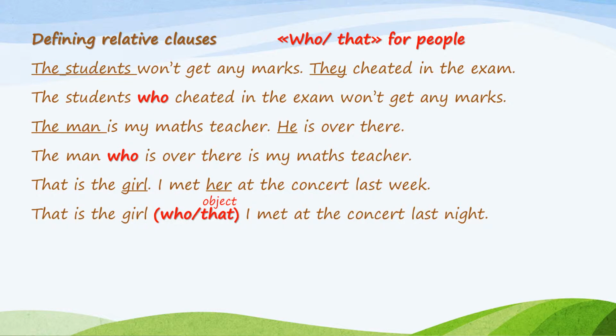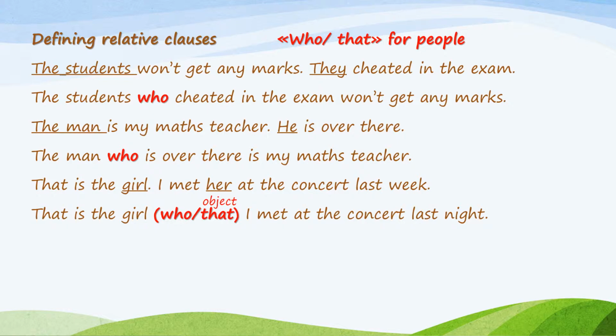Look at the examples. The students won't get any marks. They cheated in the exam. The second sentence gives us necessary information to define which students won't get any marks. So, the appropriate relative pronoun to be used is who. The students who cheated in the exam won't get any marks.